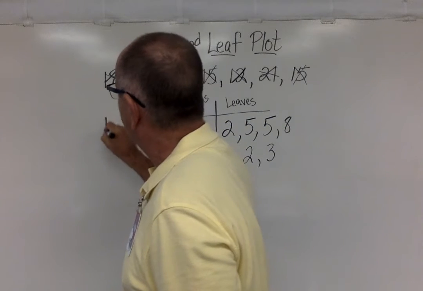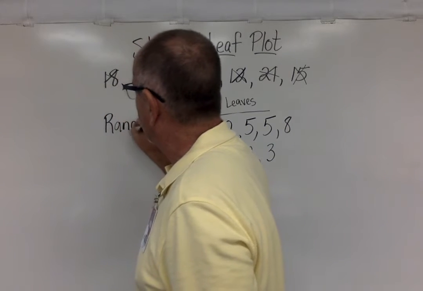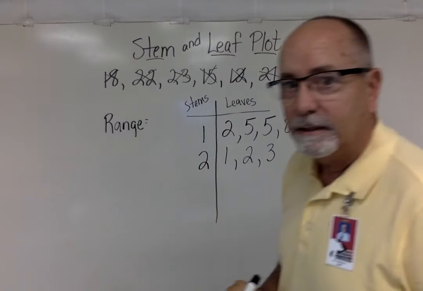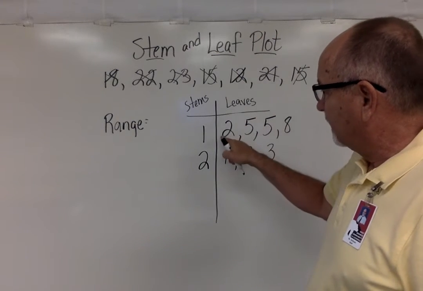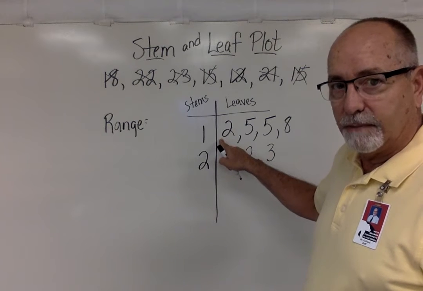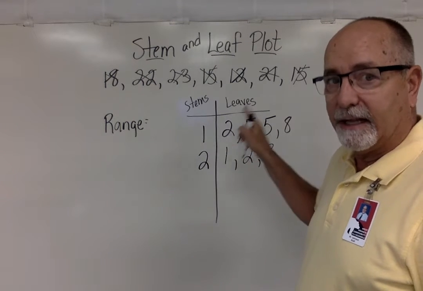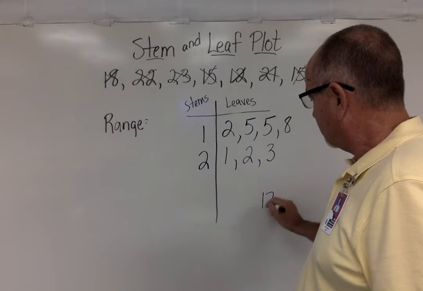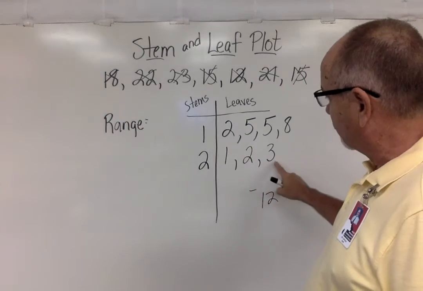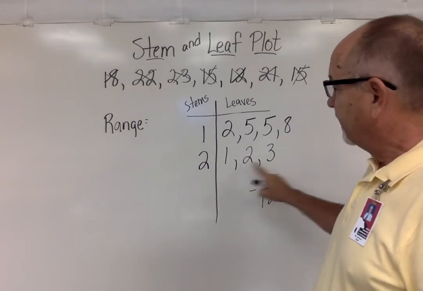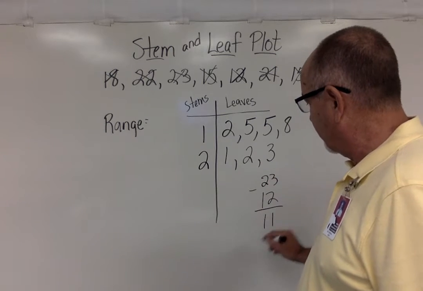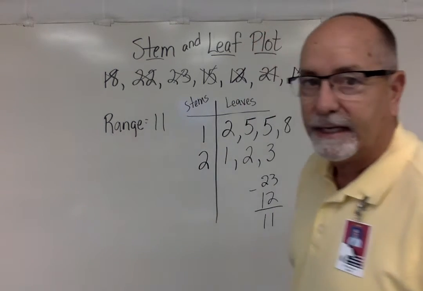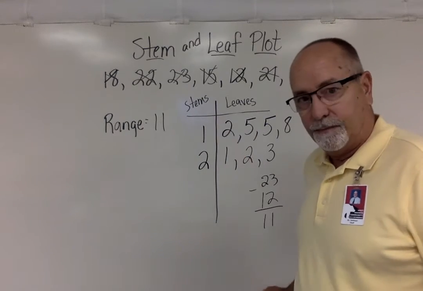So again, range, I should be able to find. What I can do here is look at the least valued number up there in the upper left-hand corner. That's a 12. And the greatest number is always over in the lower right-hand corner, and that's a 23. So if I subtract those, I get the value of 11 as my range for this data.